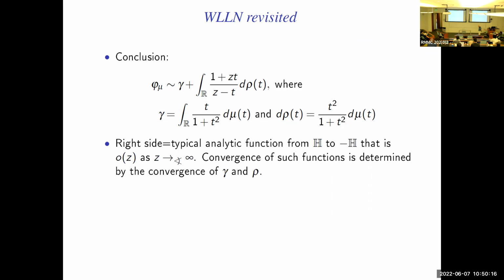What I should emphasize here is that the right-hand side is the typical analytic function from H to minus H with the property that it is little o of z as z goes to infinity non-tangentially. So, Brian, this is a more complete answer to your question from yesterday. If your function is exactly of this type, then it is the Phi transform of some infinitely divisible measure. But this tells you that for any mu, phi mu is approximately equal to something like this if you go to infinity inside an angle.